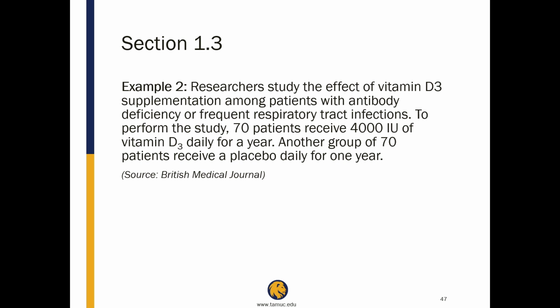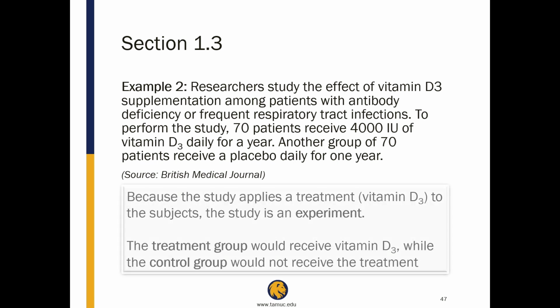So what type of study is being run here? Is it observational or is it experimental? Well, since they apply a treatment, there's a difference between the two groups. One has vitamin D3. We're going to call that an experimental study. The treatment group would receive the vitamin D3, while the control group would not receive the treatment.